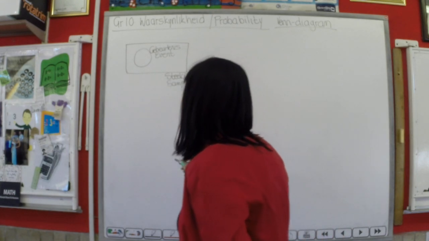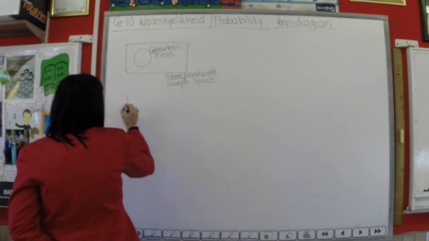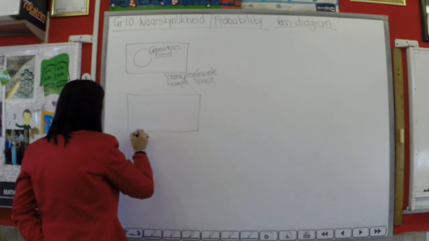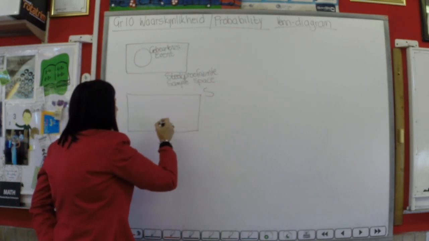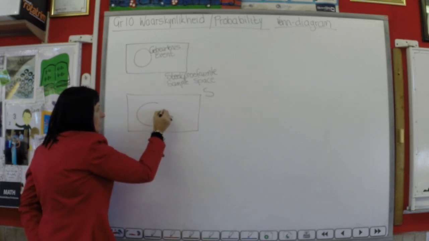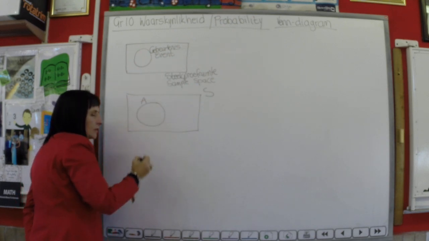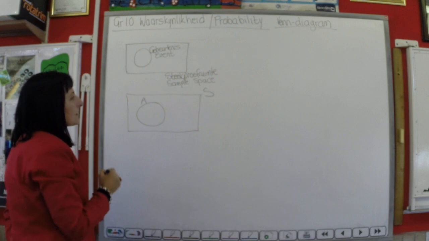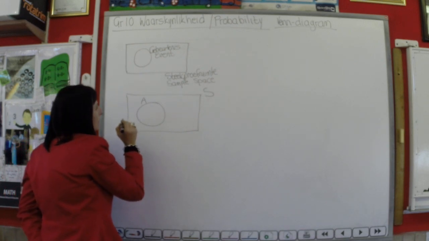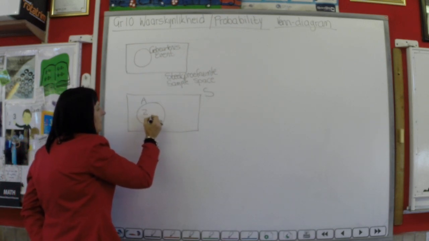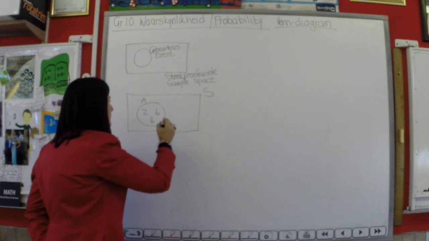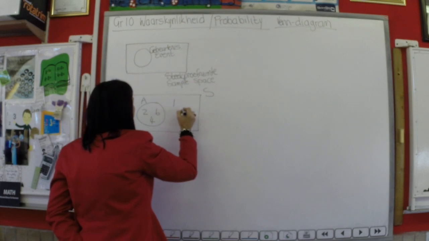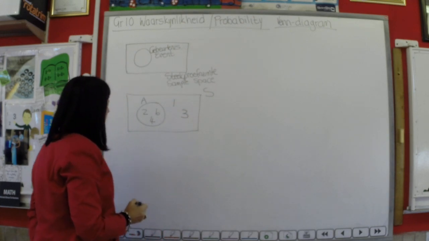So let's create a sample space of a die. This is my sample space S. Within the sample space, I've got an event. Let's name that A, event A. En binne in hierdie gebeurtenis is al die ewe getalle. Nou ons weet dis 2, 4 en 6. So wat is nie binne in hierdie gebeurtenis nie? 1 en 3. Reg so? En 5.